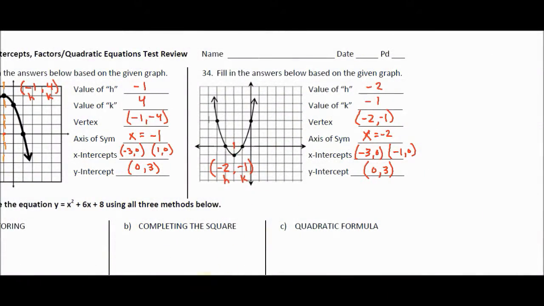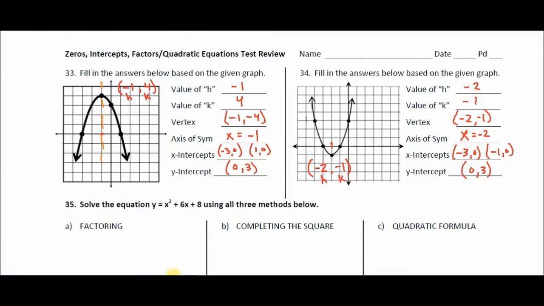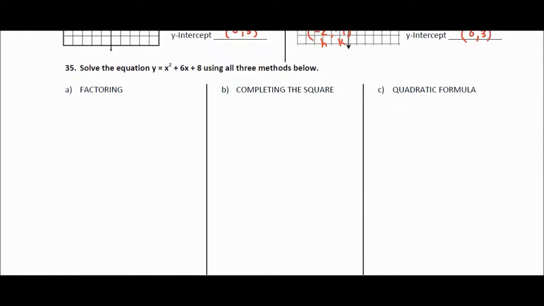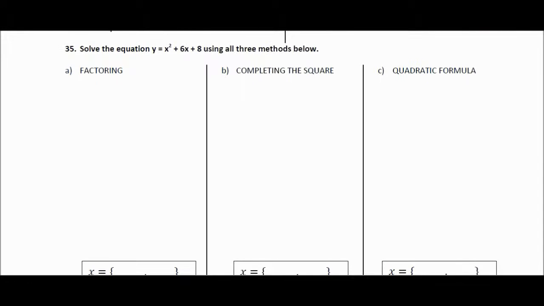Okay, we are to question number 35. This format should look familiar to you, students, since we did this kind of format in some worksheets and then also on your last quiz. Number 35, solve the equation y equals x squared plus 6x plus 8 using all three methods below. We've got to use factoring, completing the square, and quadratic formula.